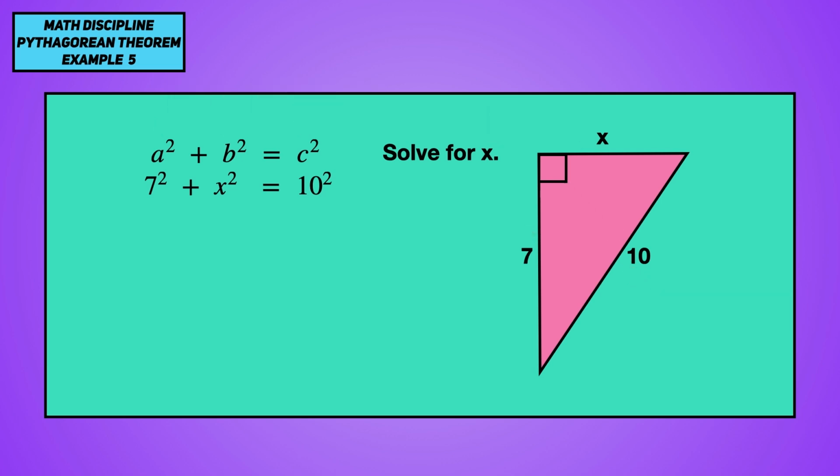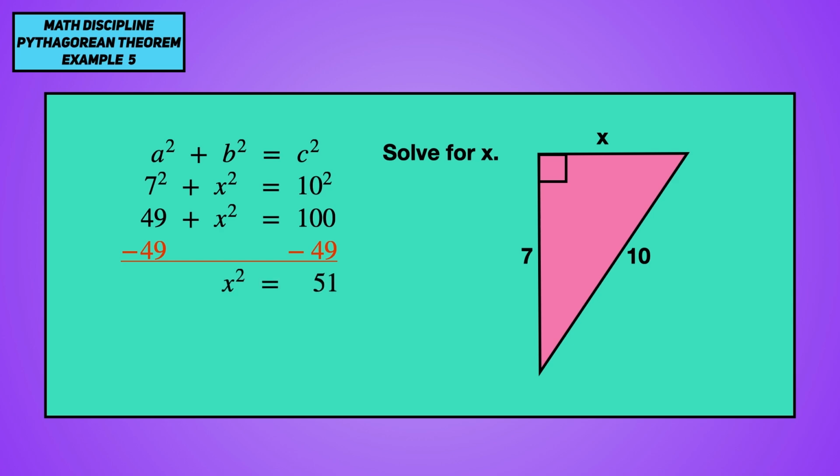Let's simplify the exponents first. 7 to the second power is 49 and 10 to the second power is 100. We want to isolate the x variable on one side of the equation, so let's get rid of the 49 by subtracting 49 from both sides of our equation. That gives us x to the second power equals 51.